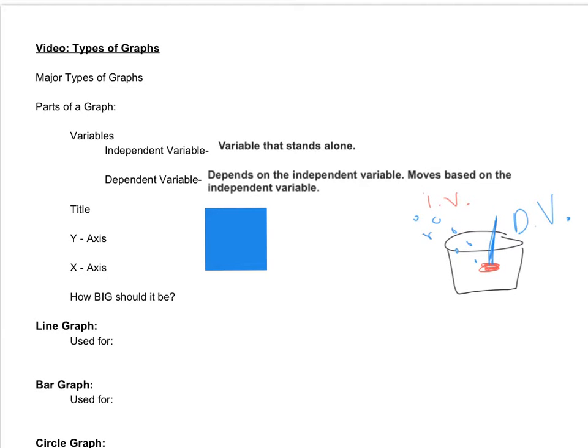When you're making a line graph or bar graph, we have to graph them. And the y-axis is going to be along the vertical line. The x-axis is going to be the bottom line. The x-axis is your independent variable. And your y-axis is your dependent variable.